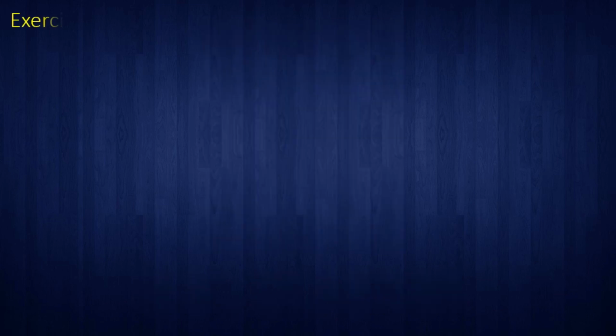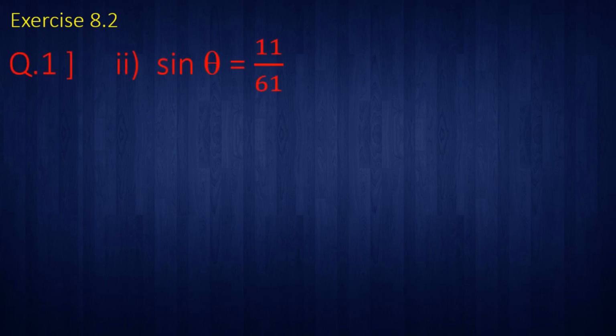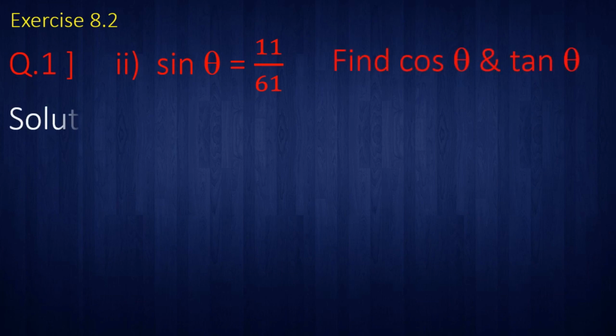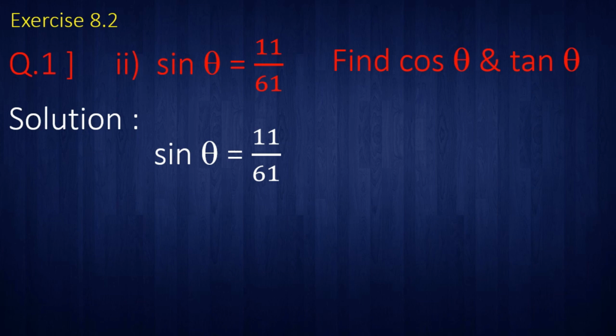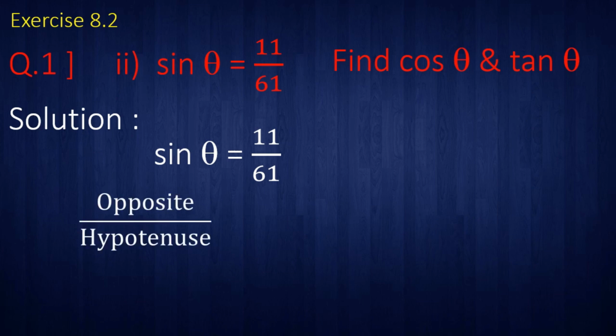Trigonometry में 8.2 क्वेश्चन नंबर 1 में सेकेंड क्वेश्चन: sin theta is equal to 11 upon 61. We have to find cos theta and tan theta. Solution: sin theta is equal to 11 upon 61. Sin theta formula is opposite side upon hypotenuse is equal to 11 upon 61.